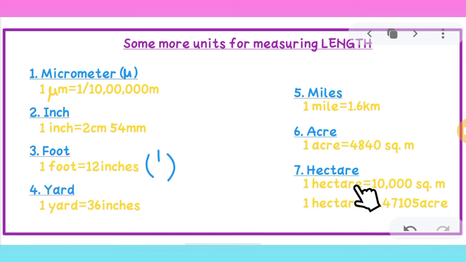Next is hectare. 1 hectare is equal to 10,000 square meters. It is much bigger than an acre also. So these are some more units for measuring length.